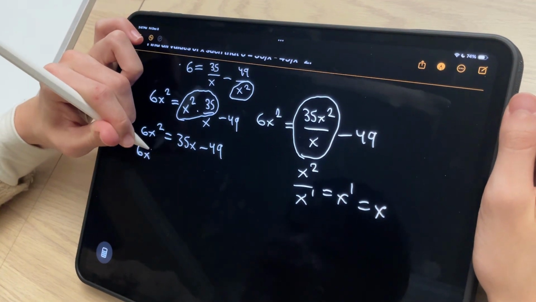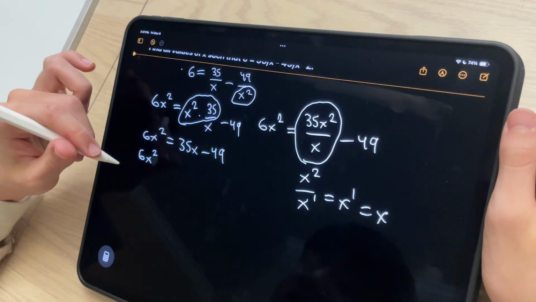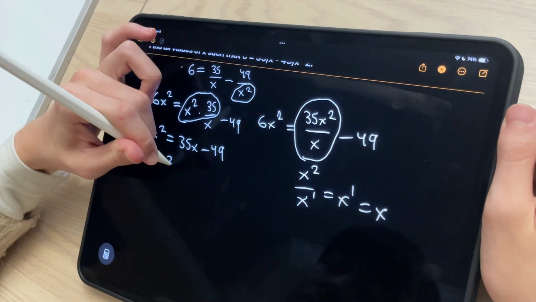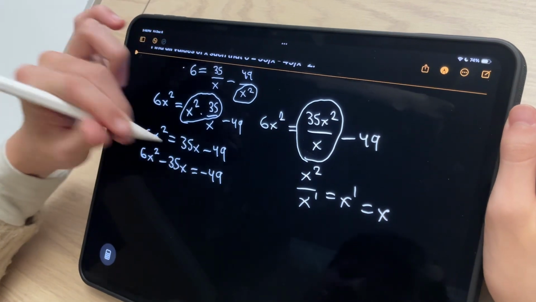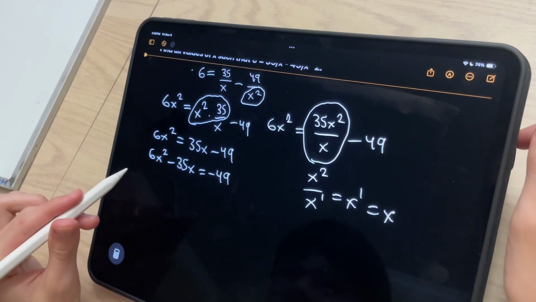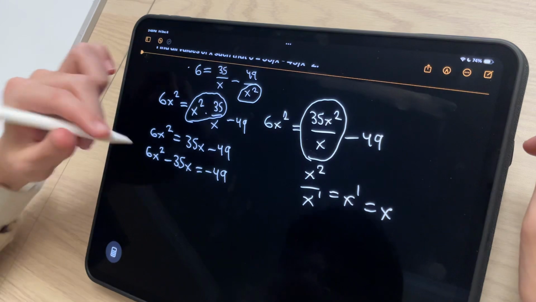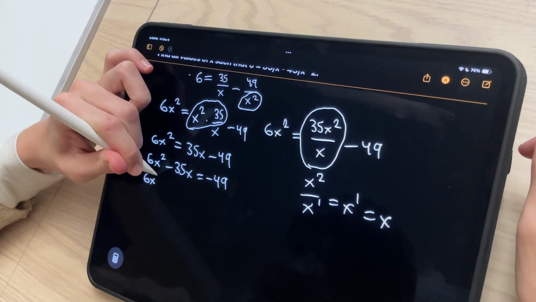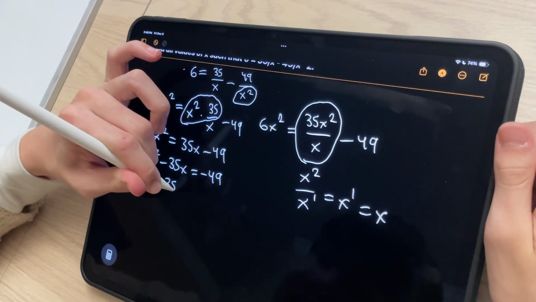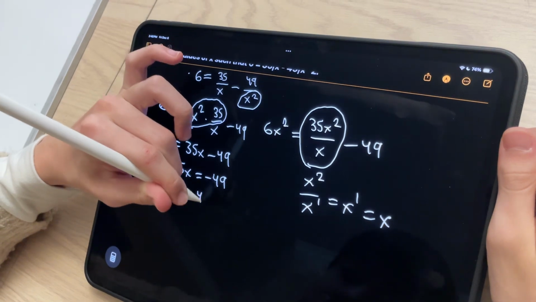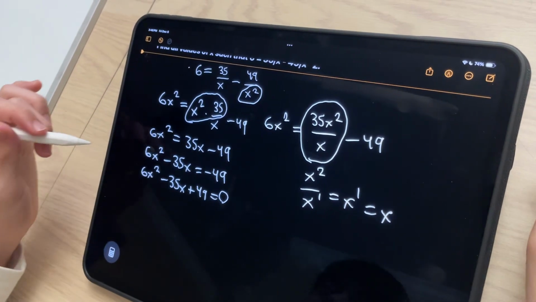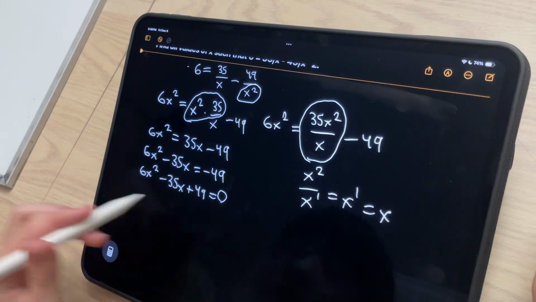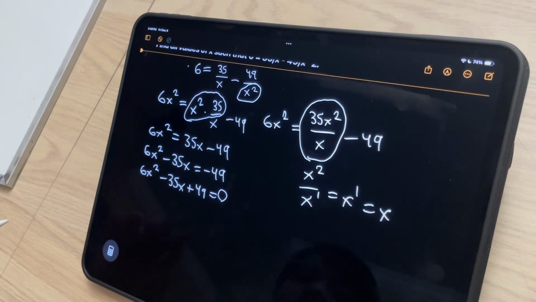All we have to do is some simple manipulation. 6x squared, subtract the 35x off from both sides, equals negative 49. Then, to complete this process, we can add 49 to both sides. We get 6x squared minus 35x plus 49 equals 0. So this is our final manipulated version of the quadratic equation. We finally got this thing worked out.